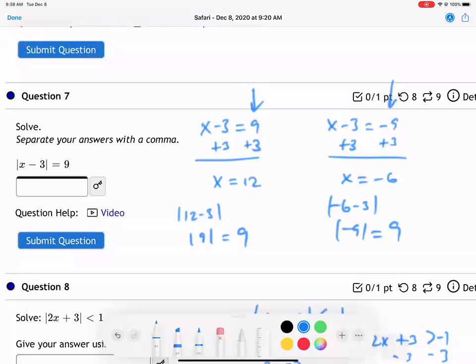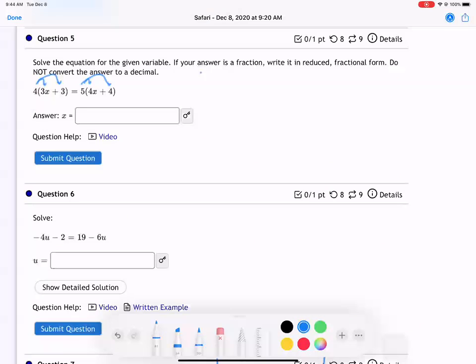Okay, good question. So I got distracted for this last problem. So let's go ahead and distribute.